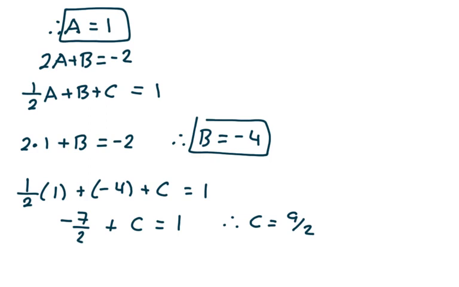So that automatically says a equals 1. And then 2a plus b equals negative 2. And 1/2 a plus b plus c equals 1. And you notice I solved for b and I got b equals negative 4. And then I solved for c and got c equal to 9/2.